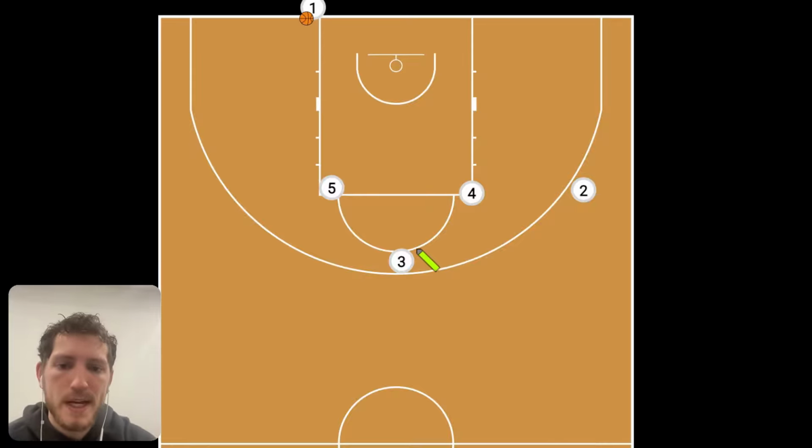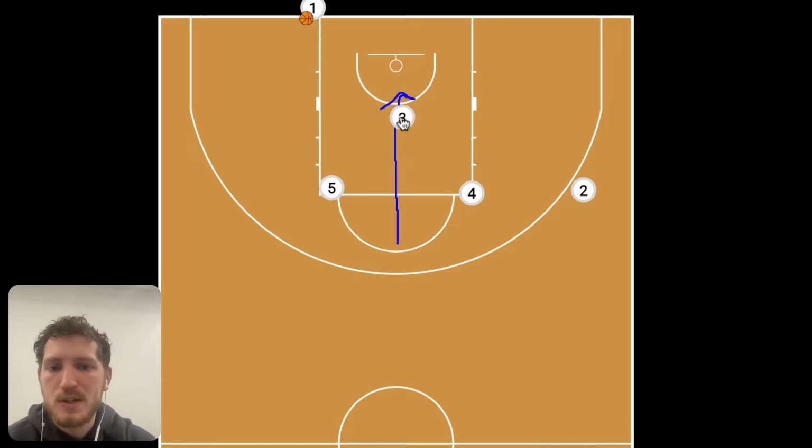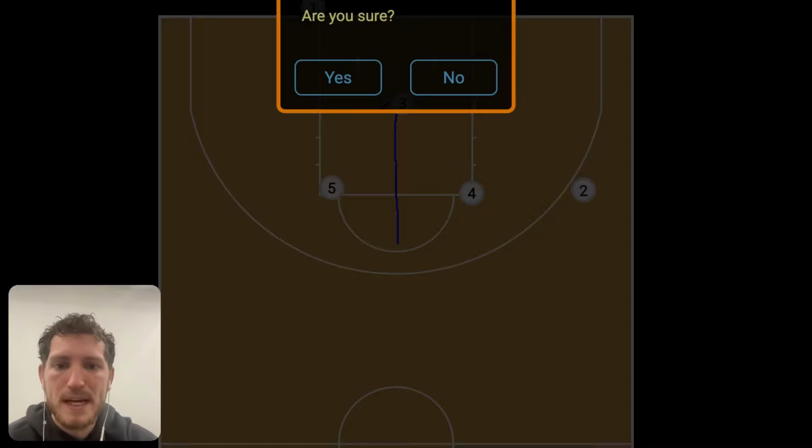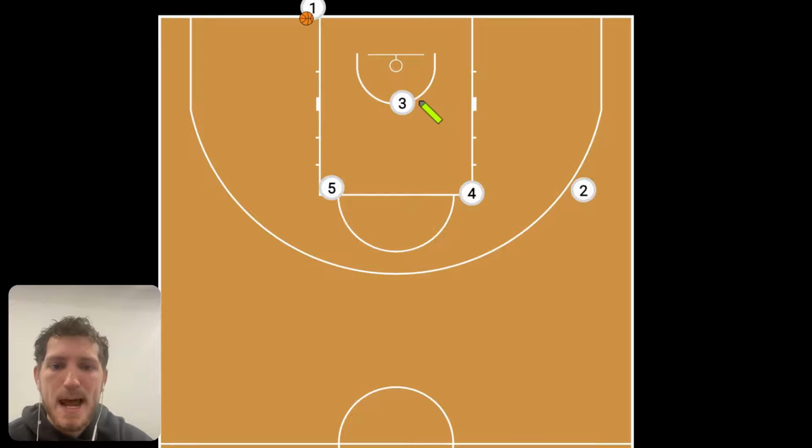So to start this play, we're going to have number 3 cut hard to the basket, see if we can get anything going there. Most likely we're not going to, but you never know. It's just a good initial option to get the play set. As that happens, if number 3 doesn't get the ball, they're going to continue moving and move out of the way. So they're more of a decoy, if anything. But if we do end up getting that first initial look, then great.